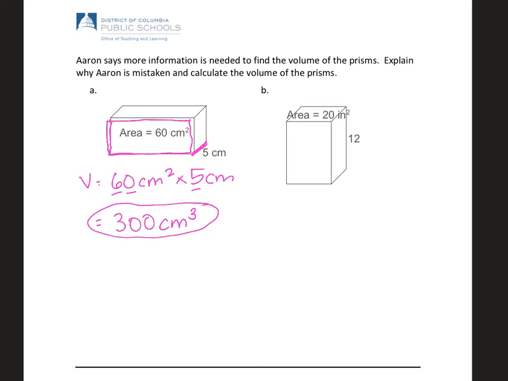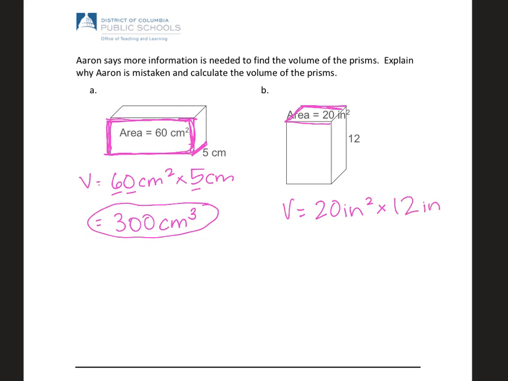They had already multiplied 2 of the dimensions together to get the area of this face of the prism right here. Okay. All right, and then on B, same thing. They gave us the area of the face up top. So they said this is 20 inches squared. So now we have the height that we can multiply it by because they already did the length and the width. So we can say 20 square inches times 12 inches.